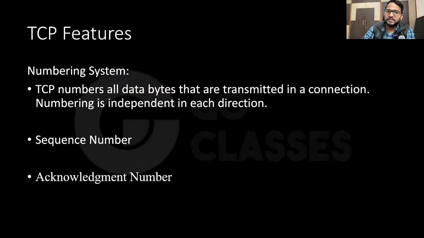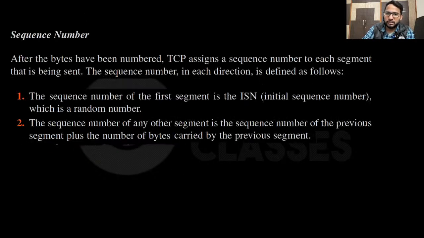Now you know the numbering system, you know sequence number, you know acknowledgement. So what is the acknowledgement number? We will be doing this with more examples, and we will be solving the GATE package. From that you will get to know much better. But let me quickly tell you what the sequence number is. Let's suppose the initial sequence number you choose randomly.